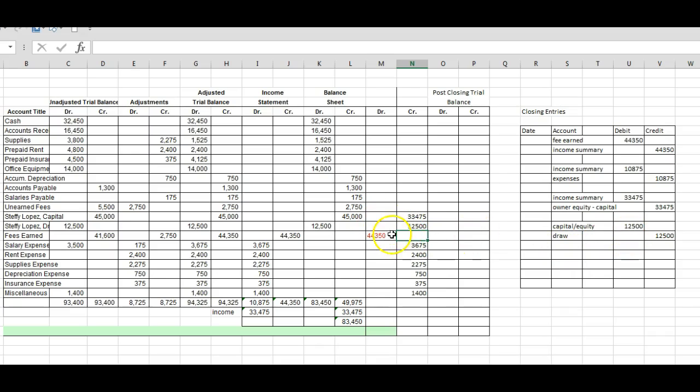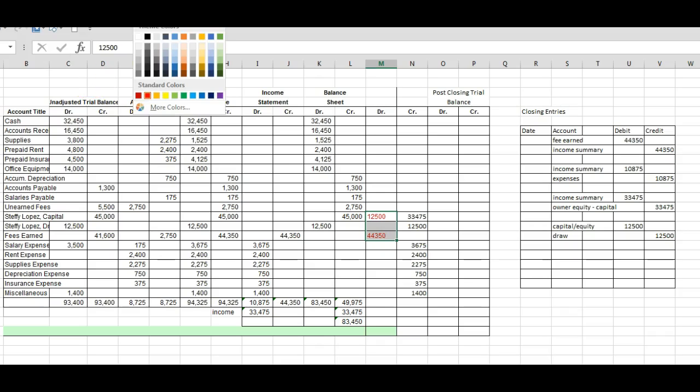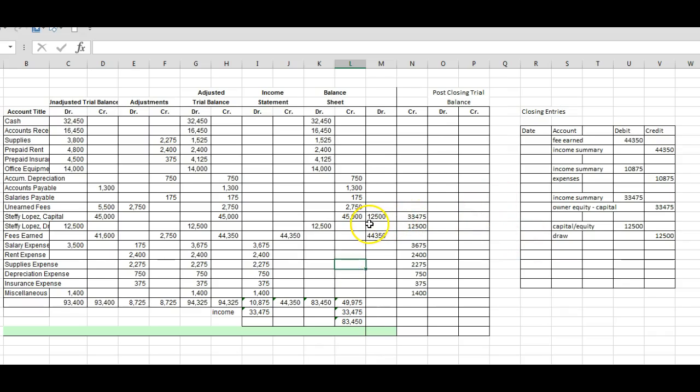And you'll notice that gets debited into capital. These don't have to be in red, it just happens to be a carryover from something else that was on this sheet, I guess. So now, all of these balances are zero. We don't care anymore. All we care about are the balance sheet accounts. So let's see what we end up with here. So it's 32,450.